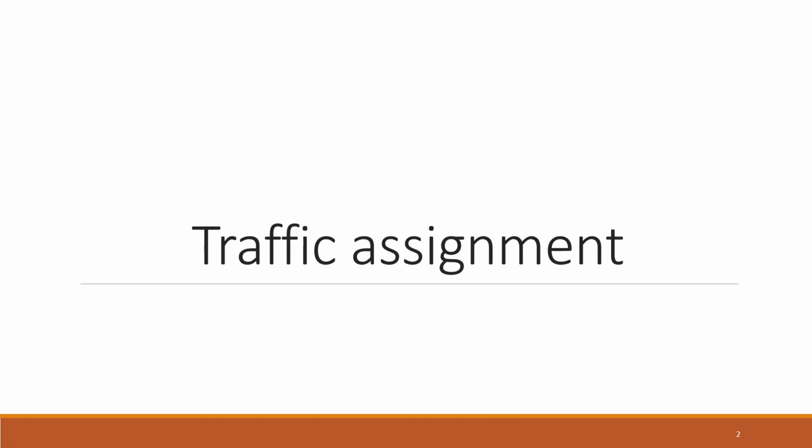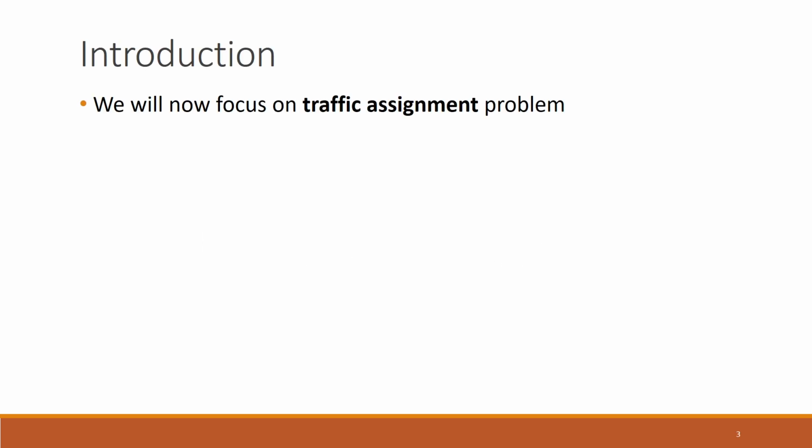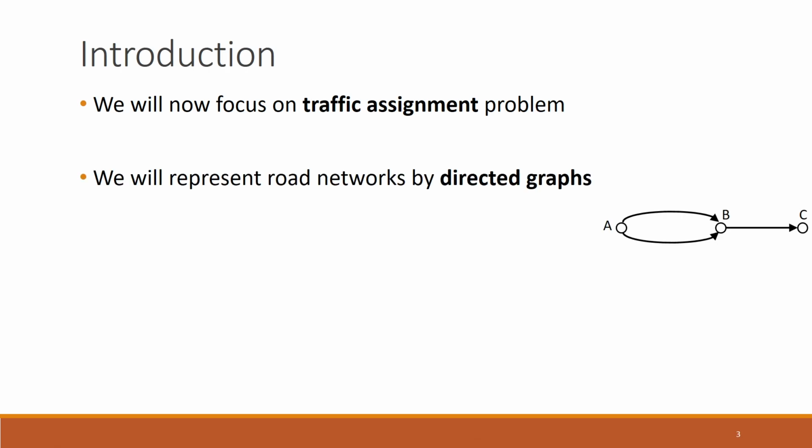We will be learning a lot of new concepts as we move along, and let us now start this traffic assignment problem. To start with, we will be solving this problem on road networks. We will be representing these road networks by directed graphs. Just to remind, directed graphs involve links or edges that have directions. This is a typical example of a directed graph.